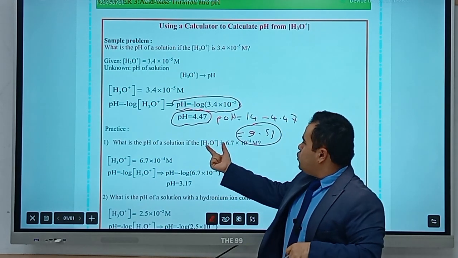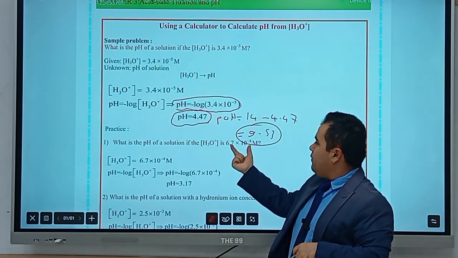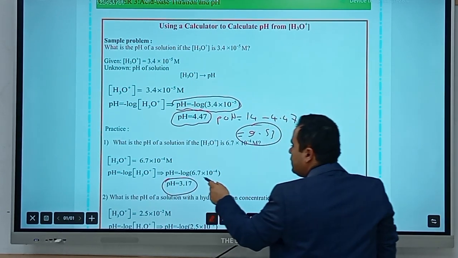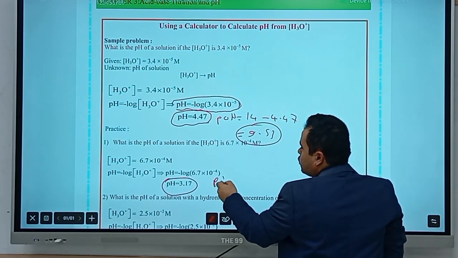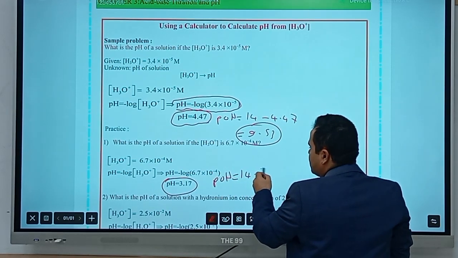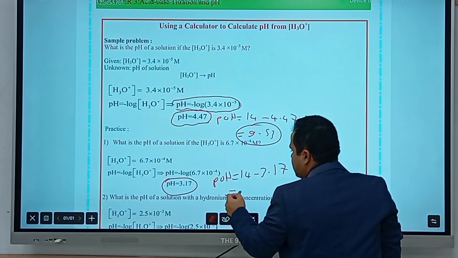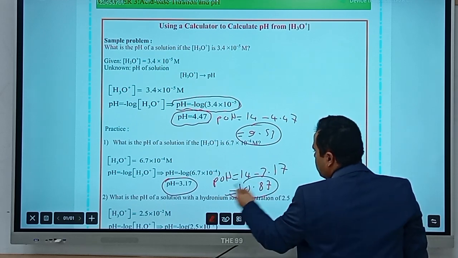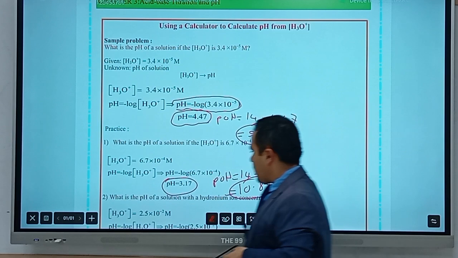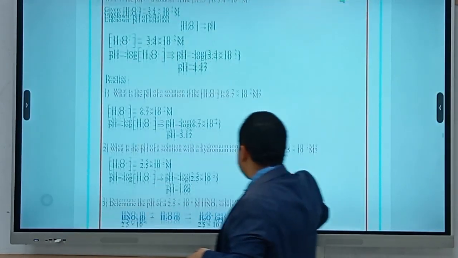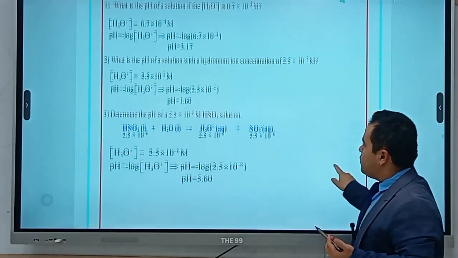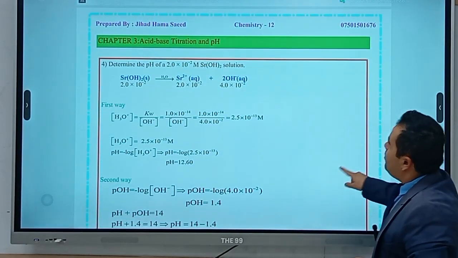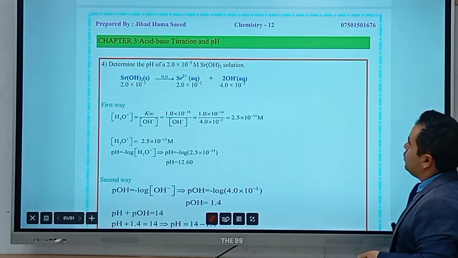What's the pH of a solution if the hydronium is equal to 6.7×10⁻⁷? Take the minus log of that value, you'll get 3.17, and then the pOH is equal to 14 minus 3.17 and is equal to 10.87, the pOH of the solution. This can be done through the calculator, has no difference with the other type of questions.